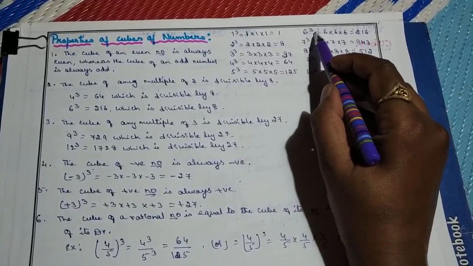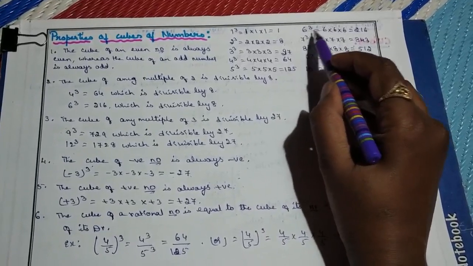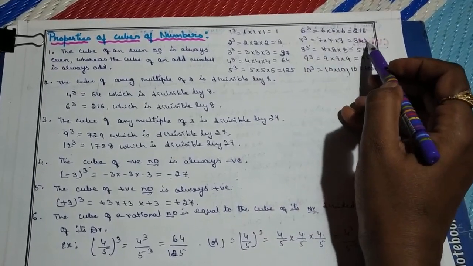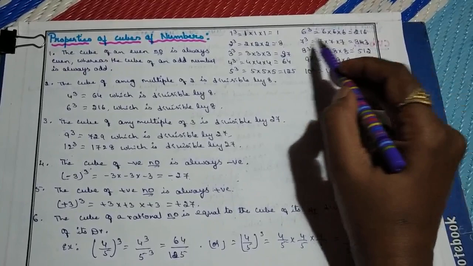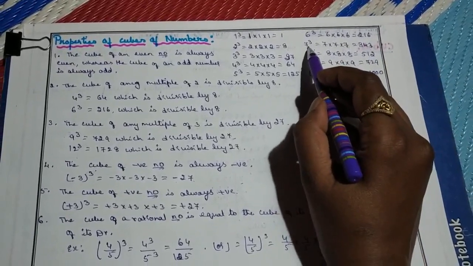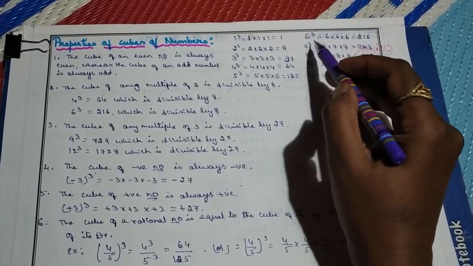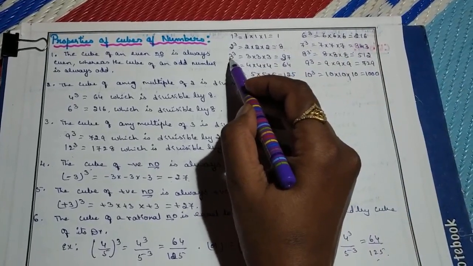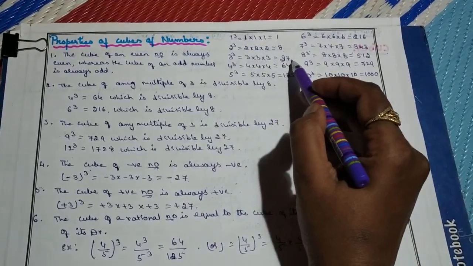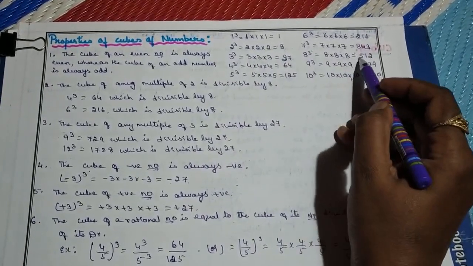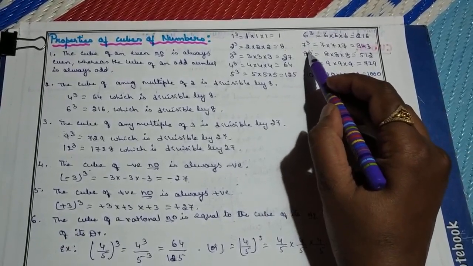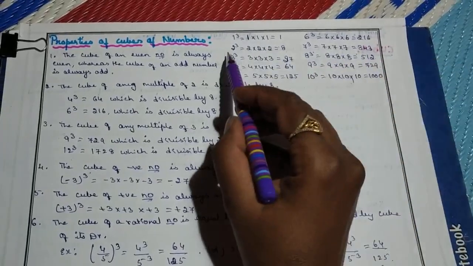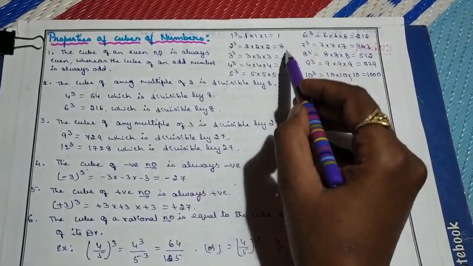Then if I come across 6 cube, with 6 in the units place, the cube ends with 6 in the units place. 7 cube is nothing but 343. So 7 and 3 are mutually interchanging. If a number has 7 in the units place, then its cube ends with 3 in the units place, whereas if 3 is in the units place, its cube ends with the digit 7. So 8 cube is 512. If the units place has 8, its cube ends with the digit 2, whereas with 2 in the units place, its cube ends with the digit 8.